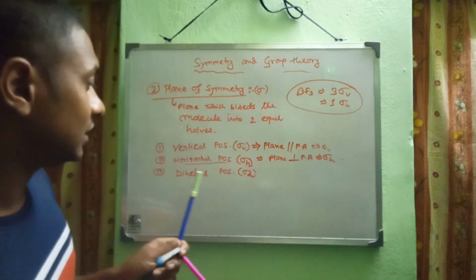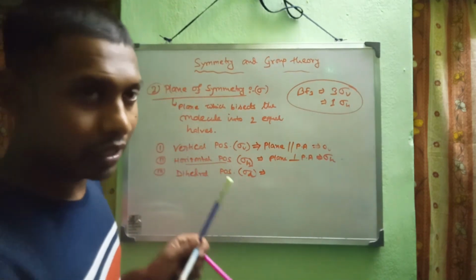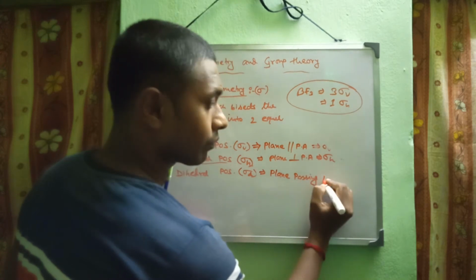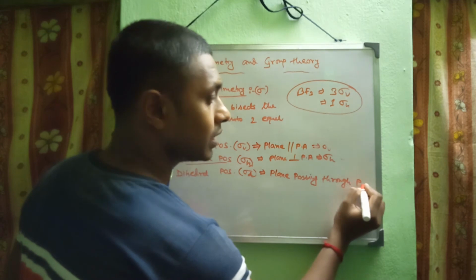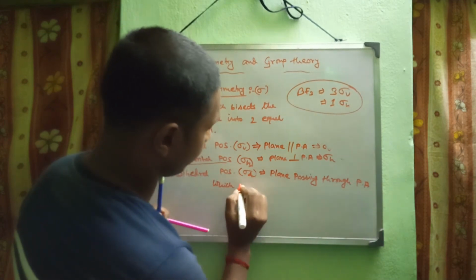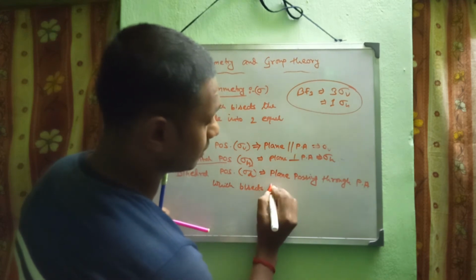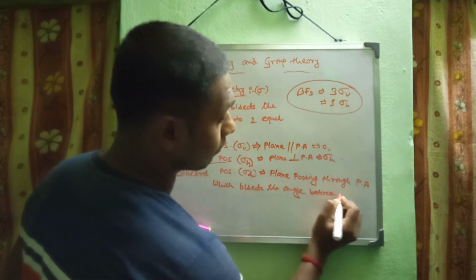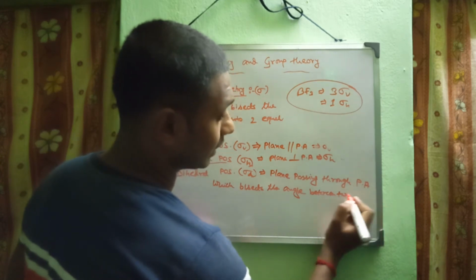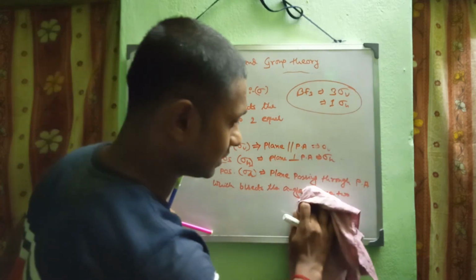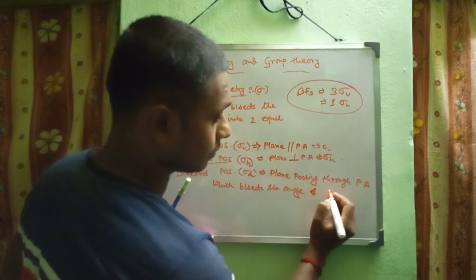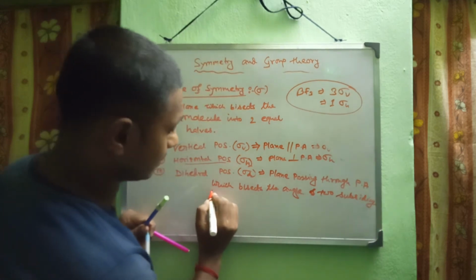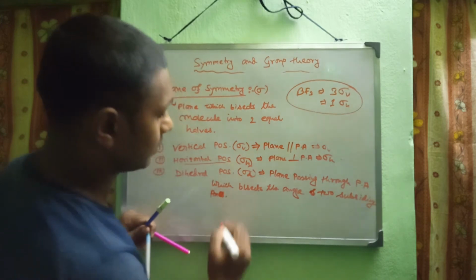Clear? Now what is the sigma D, sigma dihedral? Now if a plane passing through the principal axis bisects the angle between two subsidiary axes, that is a sigma dihedral plane. Clear?